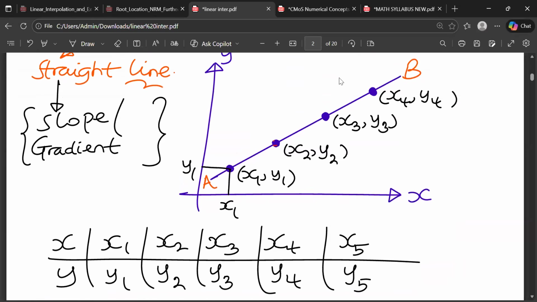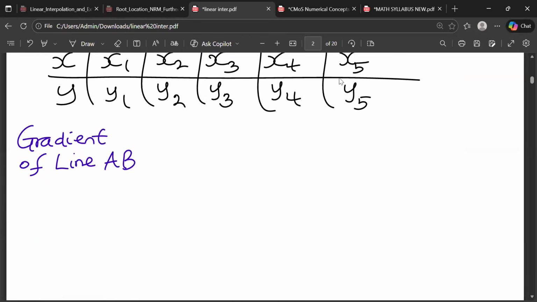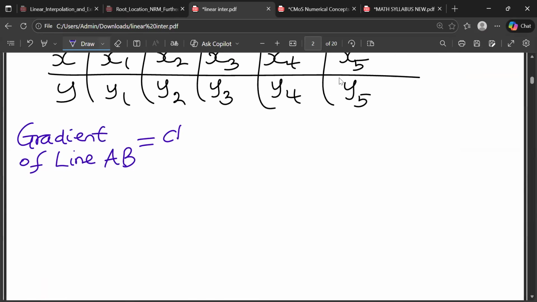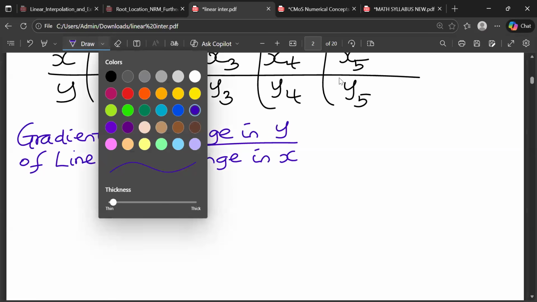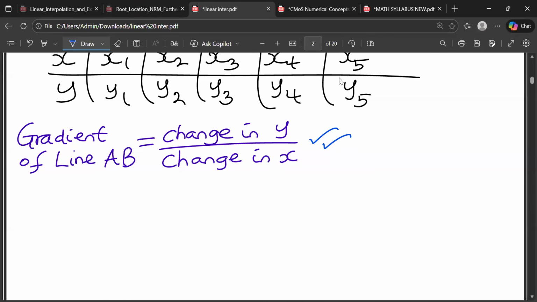So gradient of line AB. You people know that if I give you your values, you can really calculate. But what you really need to know is that the gradient of line AB will be change in y over change in x. This is the general formula. I want someone to remind me which letter in mathematics is used to denote gradient.